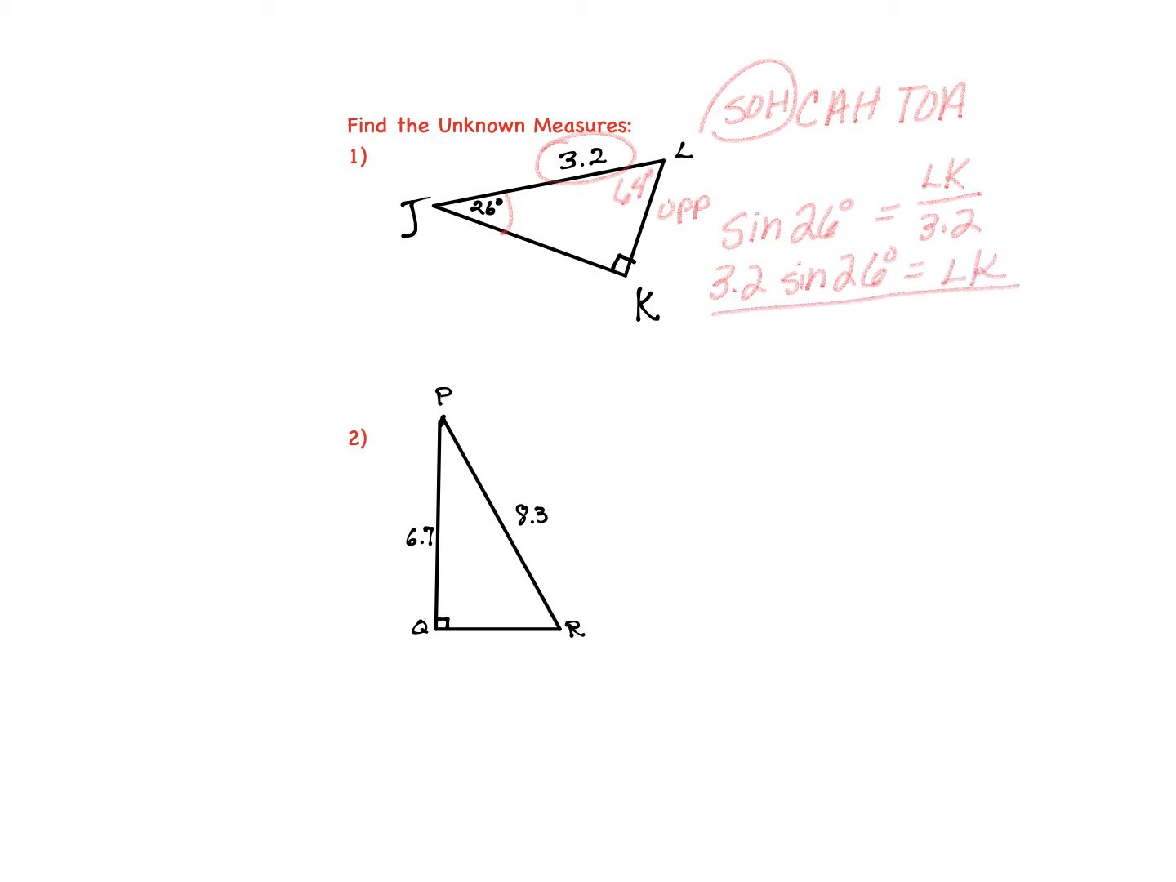That's calculator ready form. I like that. And then I'm going to put it into my calculator. 3.2 times sine 26. That's if you're using that TI. You can do that, and I get LK equals 1.4. Remember, if you're using one of the iPad calculators, you need to put it in as 26 sine times 3.2, and that will get you this same answer. So this is the answer you're looking for.